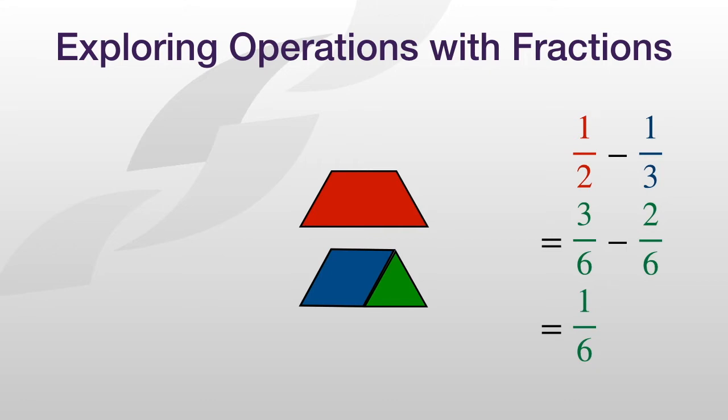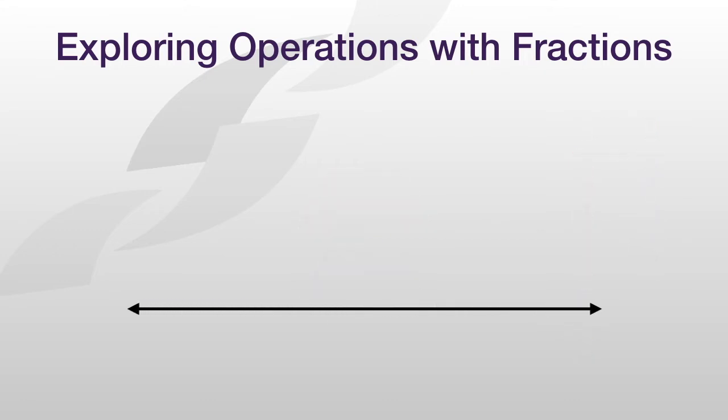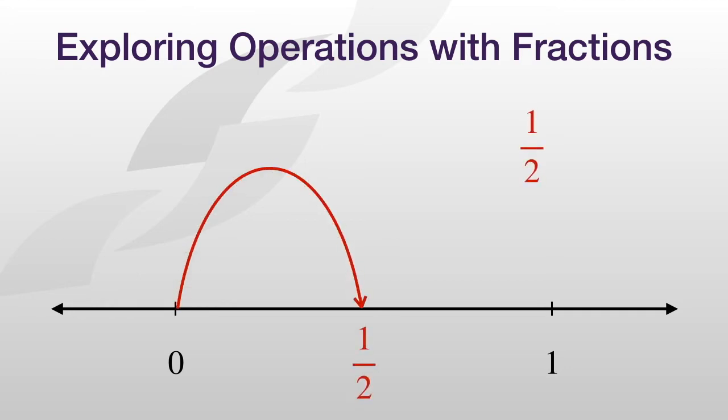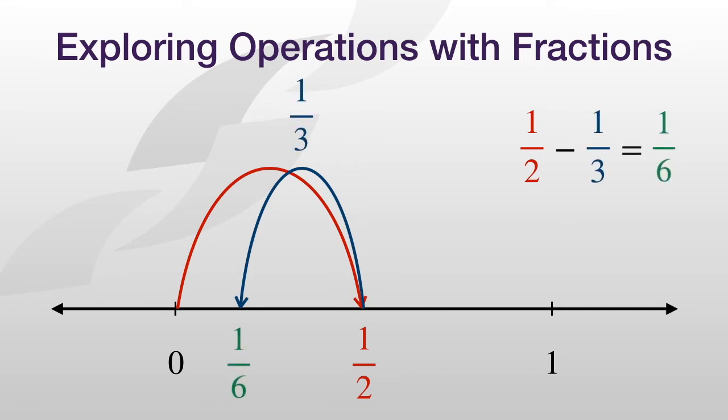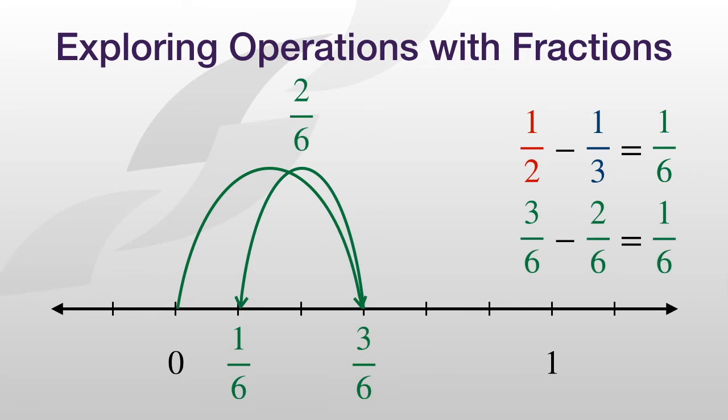The number line is another representation that helps us make sense of fractions. We jump 1/2 to the right, then move 1/3 to the left to subtract. We land at 1/6. Dividing the line into 6 illuminates the method of using a common denominator.